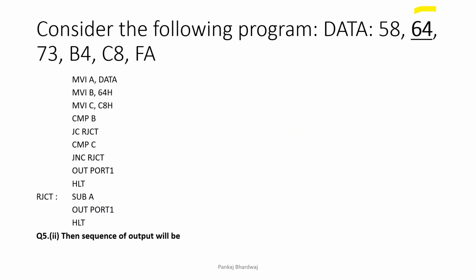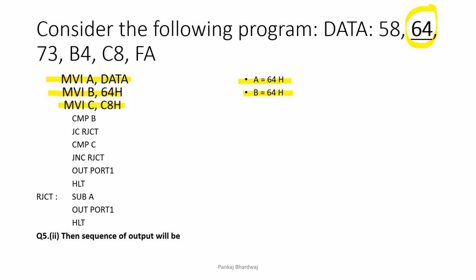Next is when the data byte is 64. The same process is executed. Let's see one by one. When MVI A data executes, that means A will be 64. MVI B 64, again B will be 64. MVI C C8, that means immediately C8 will be moved to C register. Now we compare B, that means A compared with B.